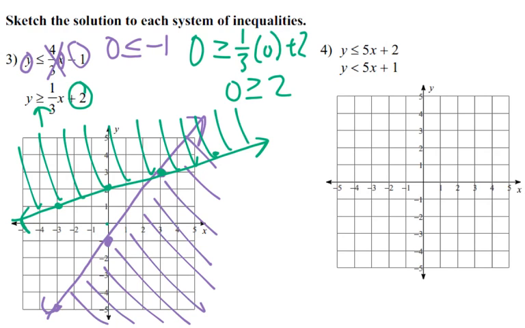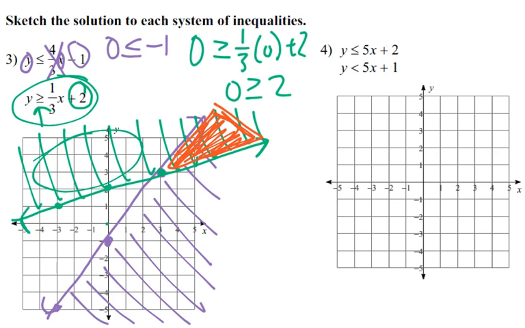So now what we're looking for is where the shaded parts overlap. That's our answer. Okay? Where it's just the green, it works for just this inequality. Where it's just purple, it works for just this inequality. Where they overlap is what we're looking for because it works for both of them. And where nothing's happening, it doesn't work for any of them.